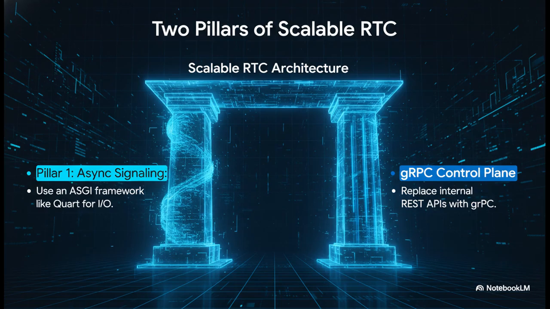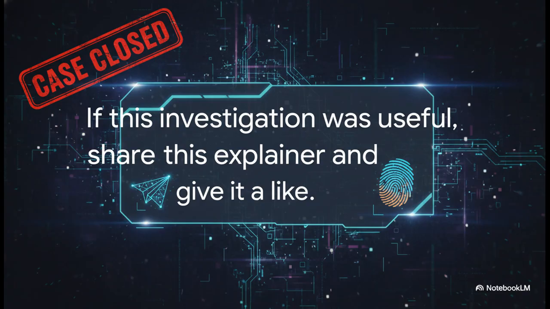Pillar number 1, fix your front door. Use an async framework for your user-facing signaling plane. And pillar number 2, supercharge your internals. Swap out those slow internal REST APIs for high-performance gRPC. That's the secret. See, by solving both of these bottlenecks, the one on the outside and the one on the inside, you're not just plugging a leak, you are building an architecture that's truly ready for success.